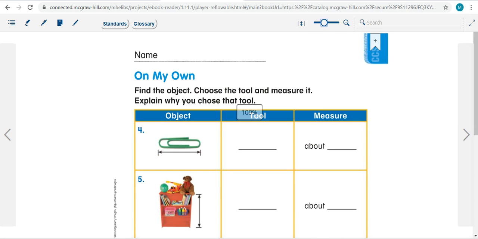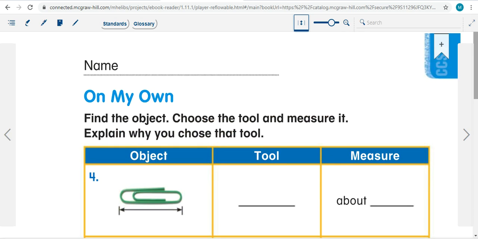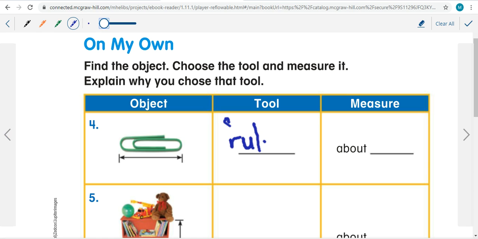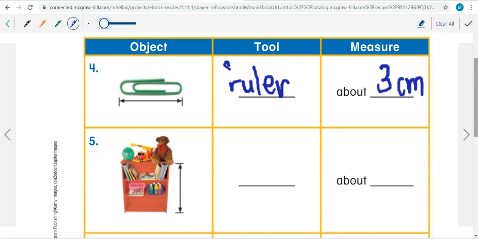Okay, it's clear now. Number 4. Now, which tool would you use to measure object number 4? Okay, a paper clip is small, so we use a centimeter ruler. Miss Madeline is just going to write ruler. Okay, centimeter ruler. Now, about how long do you think a paper clip is? A paper clip, it's about 3, I guess. 3 centimeters. So we write cm, which is the short way to say centimeters.